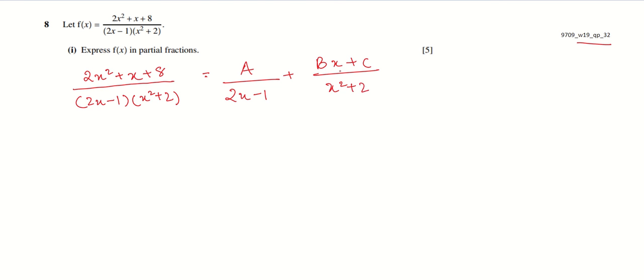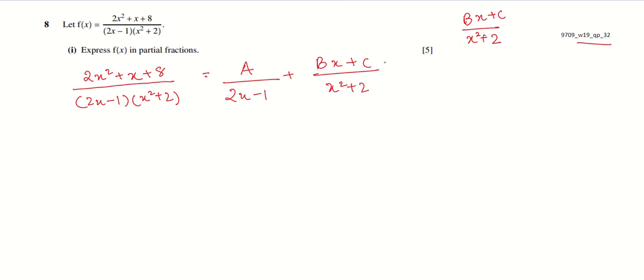Now, why did I put Bx plus C and why didn't I put just B? I didn't put that because I have x to the power of 2, x squared, here. If it was not x squared plus 2 and if it was x plus 2, then I would have easily written B divided by x plus 2. But this is not the case. If you have x squared, then you're going to write Bx plus C on the numerator. So that's what you're going to do.